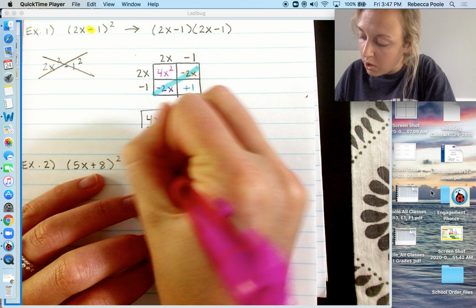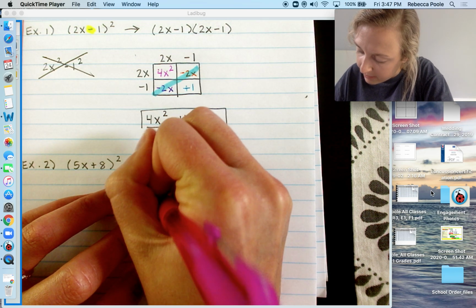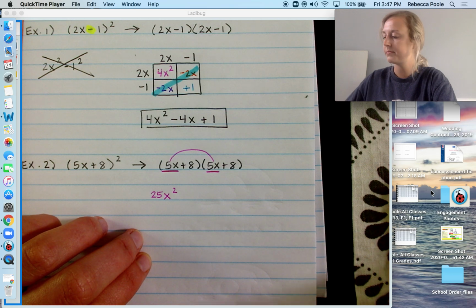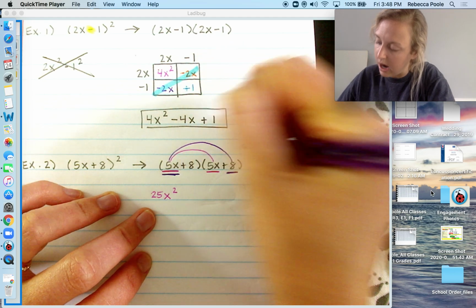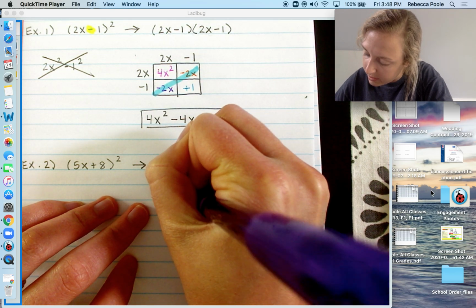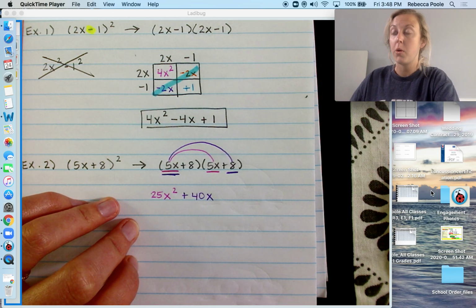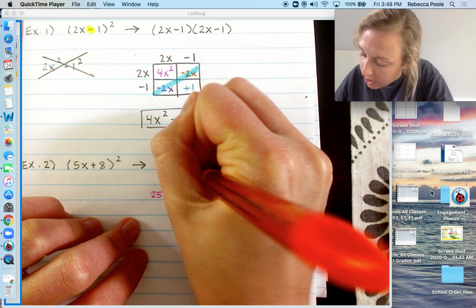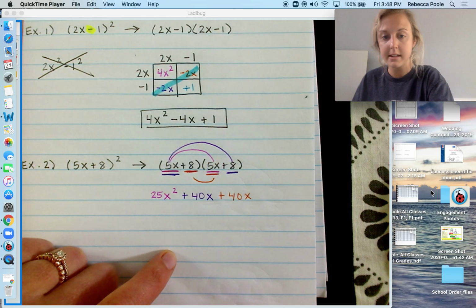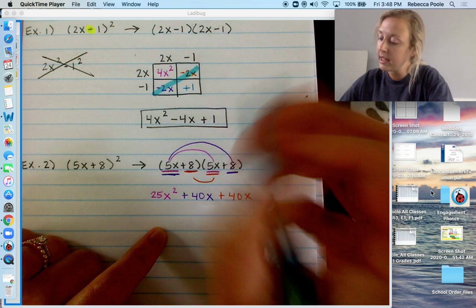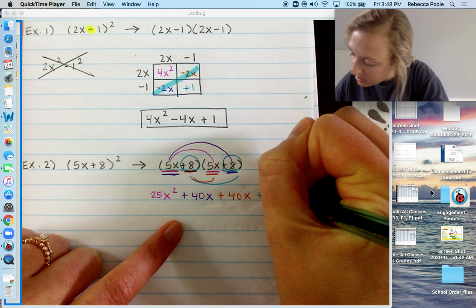So the first terms multiplied, 5 times 5 is 25 x's, so x squared. First is done, so now I'm on outer, so 5 times 8 is 40, and there was an x. FOIL, I comes next, which means I do the inner. So 8 times 5 is also 40, and this 5 also had an x, so I'm going to bring that down. And then last would be 8 times 8, which is 64.